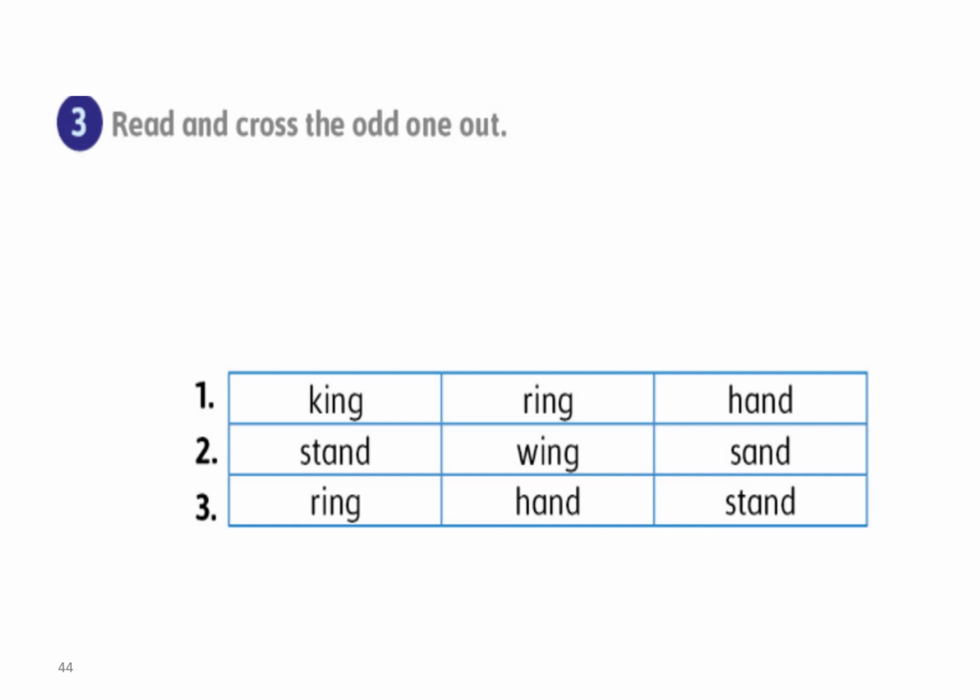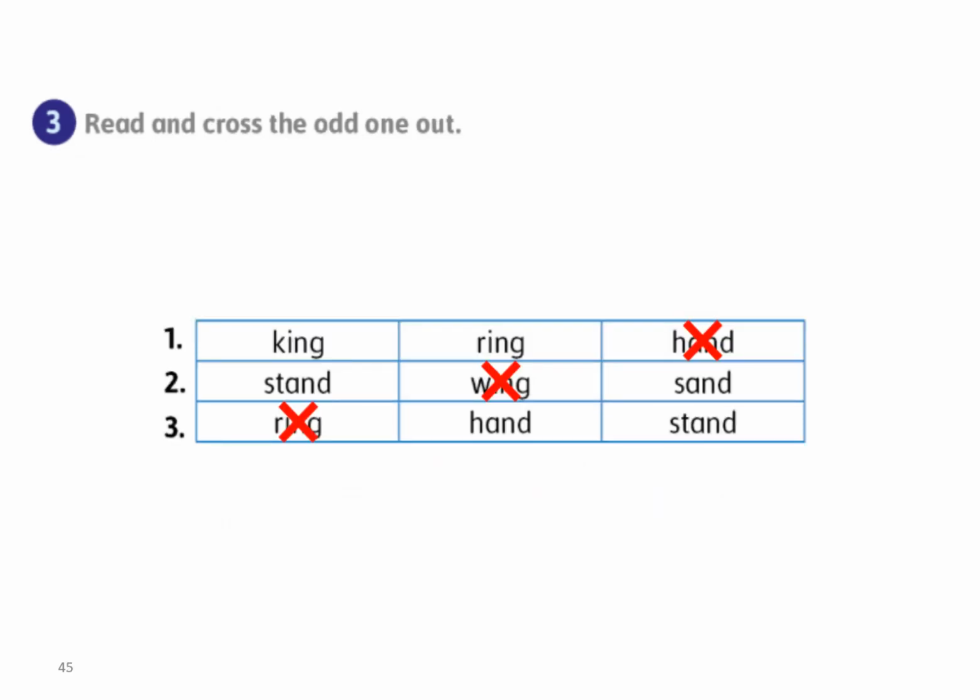Number 3, ring, hand, stand. We find that the odd one out is the word ring. Check your answer. Very good. Thank you very much and goodbye.